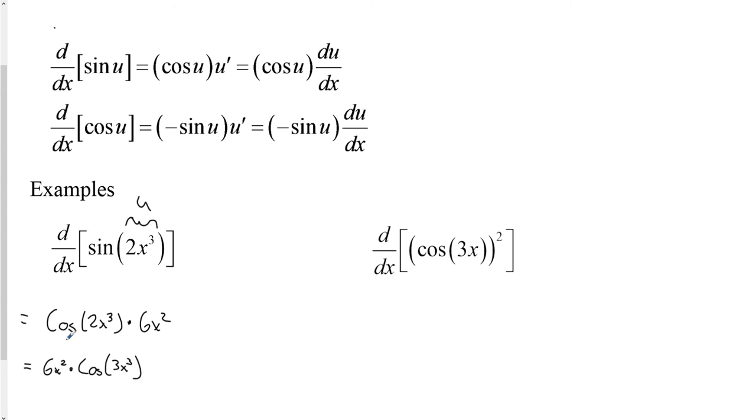And this is going to be my final answer. There's not a whole lot else I can do with that. Now, we can also have a composition of multiple functions. This is actually the composition of three functions.